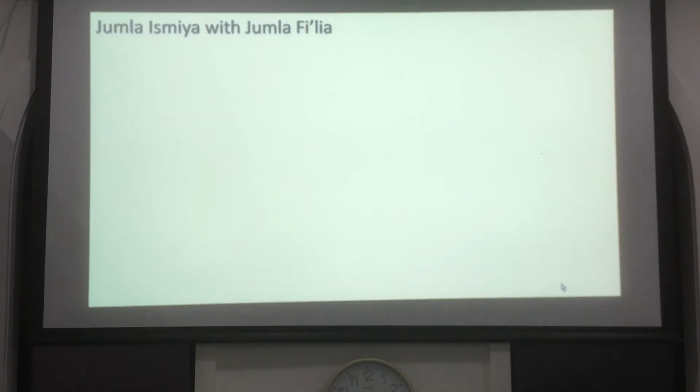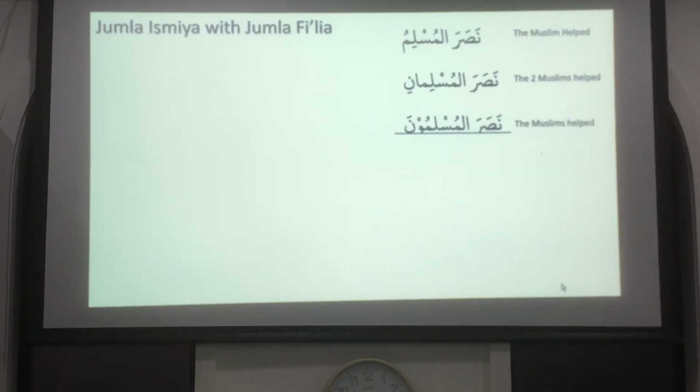The last thing for today, Jumla Ismiya with Jumla Fi'liya. That's what you are talking about. So let's look at this. These are all Jumla Fi'liya that we learned so far. Nasar al-Muslimu, Nasar al-Muslimani, Nasar al-Muslimuna. They mean: the Muslim helped, the two Muslims helped, the Muslims helped. Everybody clear? All outside doer, right? This is simple.